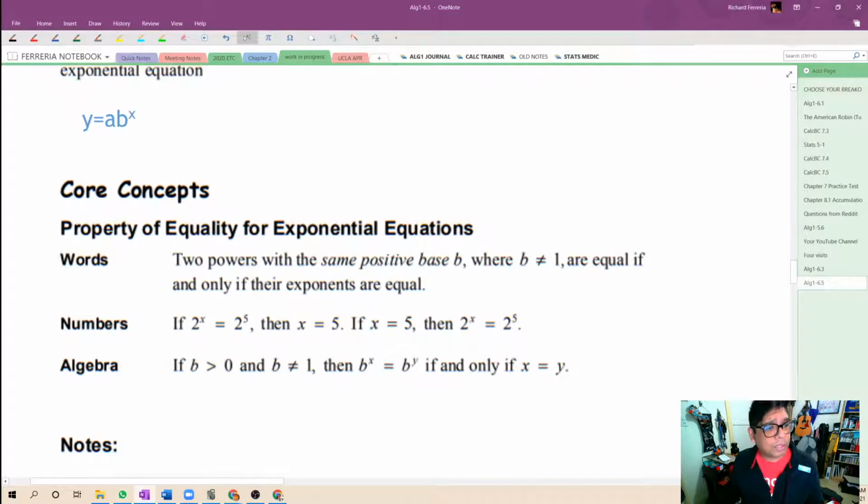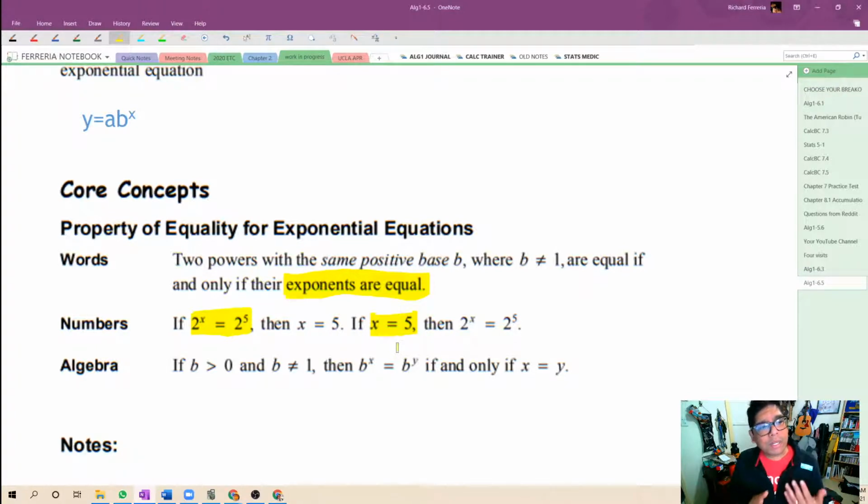So let's move on over here to core concepts. If two powers have the same positive base, they are equal if and only if the exponents are equal. And I'm going to highlight just one part of this right here. Exponents have to be equal. So we're going to take a look here in numbers. If we've got 2 to the x equals 2 to the 5th power, that means x has to equal 5. And it should kind of make sense. If two things are equal, all the parts about them have to be equal.